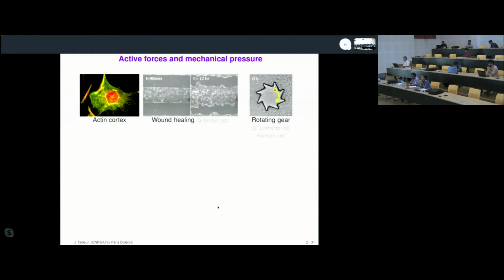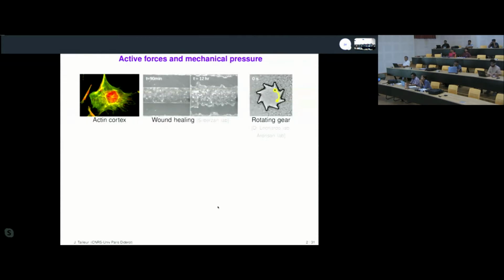In the middle, you see two images at 10 hours difference of a model wound healing experiment done in the lab of Pascal Silberzan in Paris. So the idea is that in the center, you have a monolayer of cells, which is confined between two regions, above and below, which they can't invade because of a mask. At t equals 0, you peel off the mask, and what you see on the right is that the cells start to invade collectively the free space.